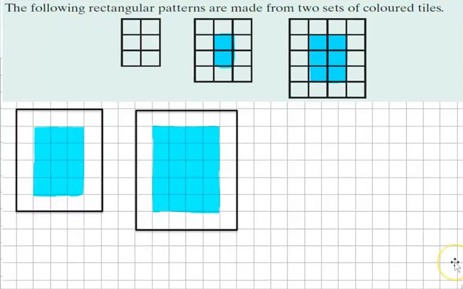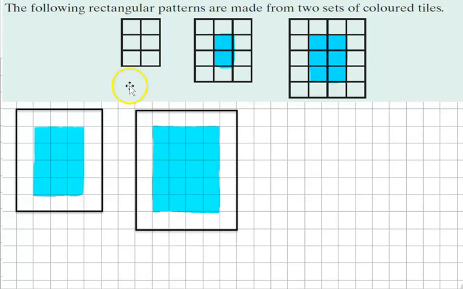But this is what it should end up looking like. So again, the first term, a width of 2 squares, then a width of 3 squares, then a width of 4 squares. So then we have a width of 5 squares and a width of 6 squares. The height, we start off with a height of 3 squares, then a height of 4 squares, then a height of 5 squares, then a height of 6 squares, and a height of 7 squares.